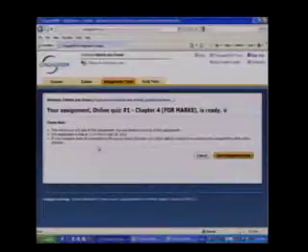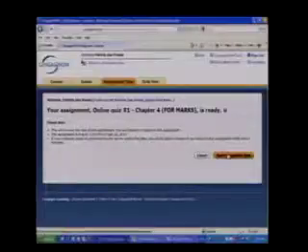And if your computer loses its connection, and I know sometimes that happens, especially with wireless connections, you will be able to resume if you return to the assignment within a few minutes. Okay? So we're going to start the assignment.